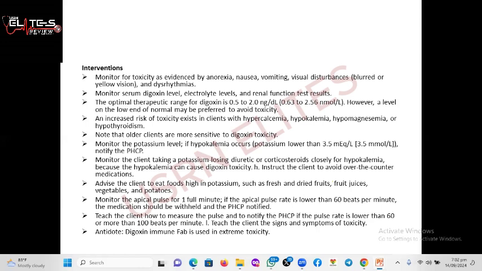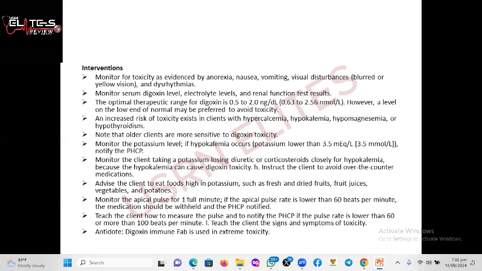You also have to know that older adults are at high risk of developing digoxin toxicity. So hypercalcemia, hypokalemia, hypomagnesemia, as well as hypothyroidism all render someone at risk of going into digoxin toxicity. So you monitor the client taking potassium-sparing diuretics or corticosteroids for hypokalemia, and if it happens, you need to know that the client can go into digoxin toxicity.